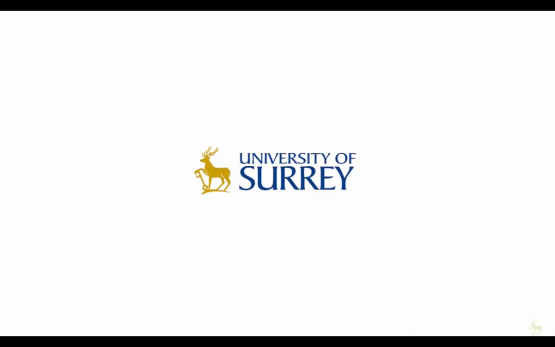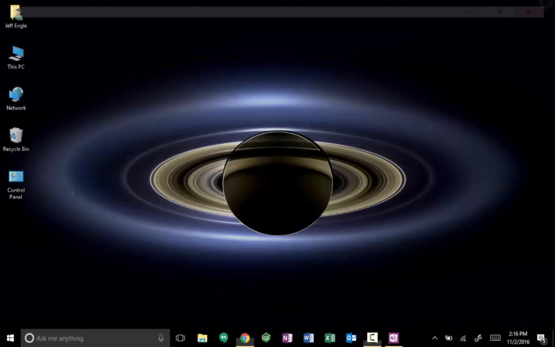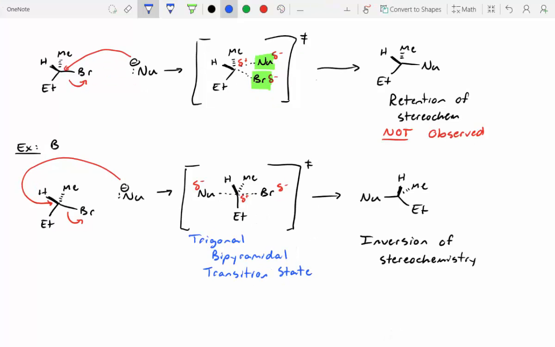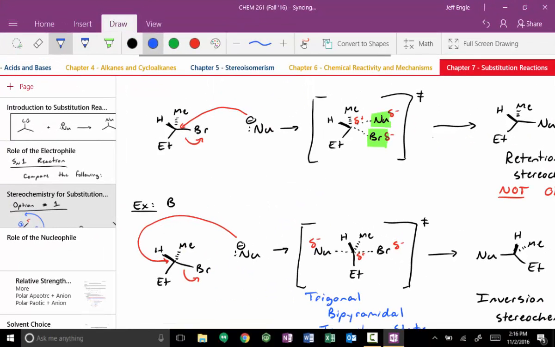There we go. Hopefully that clarifies it a bit. I know when I took OChem, I think I've told a lot of you this, but I was three-dimensionally challenged. So oftentimes having a model kit can help you see those transition states or those intermediates a little bit more clearly.